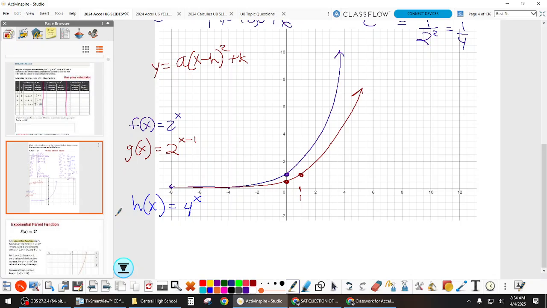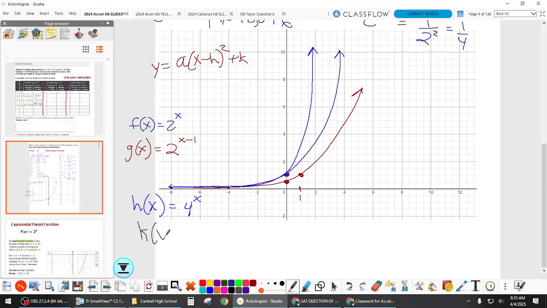What is this one's y-intercept? 1. 4 to the 0 is still 1, right? And as we go out here to the left, like 4 to the negative 3, let's say, is 1/64th. That's still pretty small. So it's still going to look the same until here, and then it will just shoot up faster. So it basically vertically compresses. Stretches. Yeah, stretches. It horizontally compresses. Yep, horizontal compression.